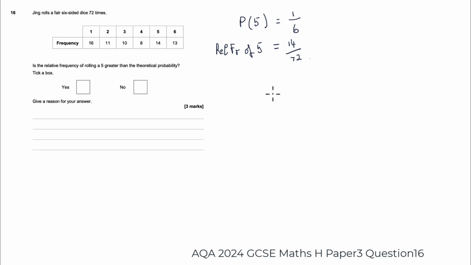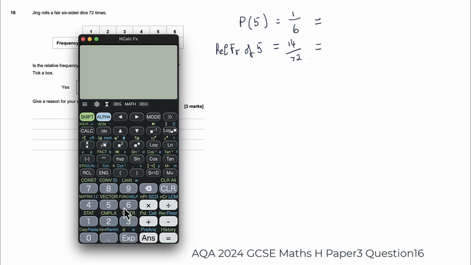And we're asked to compare this relative frequency with this theoretical probability. Is 14 over 72 greater than 1/6? Now it's difficult to compare fractions like this. Let's turn them into decimals. So 1/6, 0.1, and the 6 repeats.